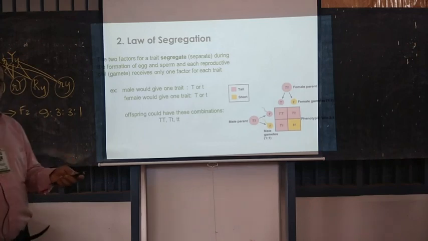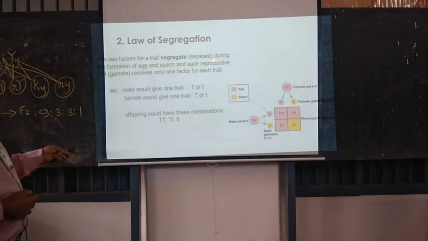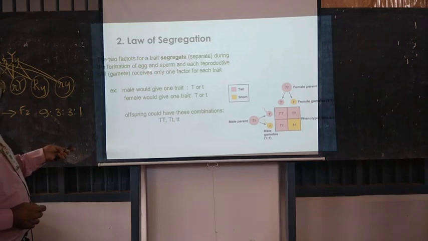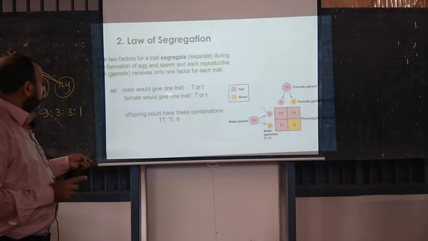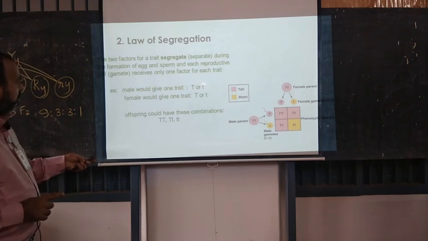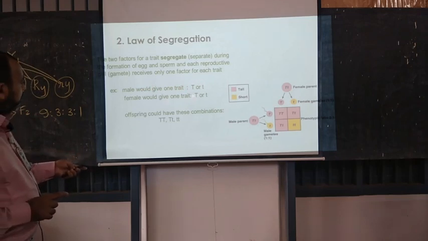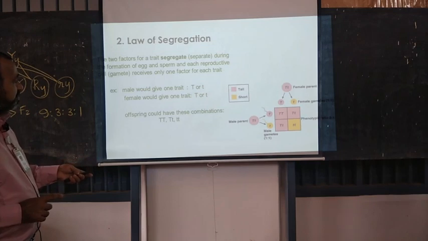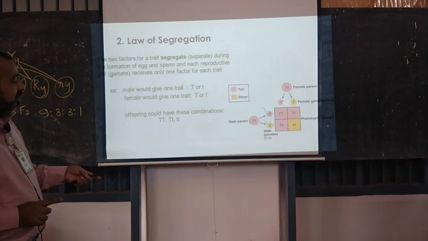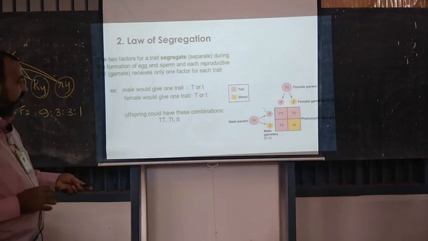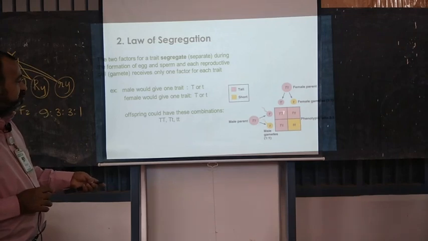Two factors or allelic forms get separated during gamete formation, and they produce the gametes. And only one of the factors, only one of the allelic forms, goes into each gamete. So here, capital T or small t. Here, small t or capital T. Although the parent was capital T, small t, the gamete will have only one, either capital T or small t, and it will give rise to the F2 generation.